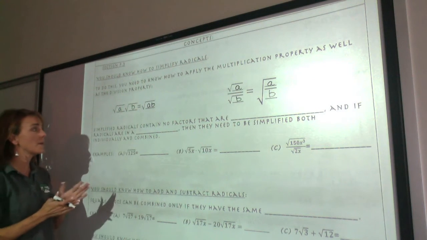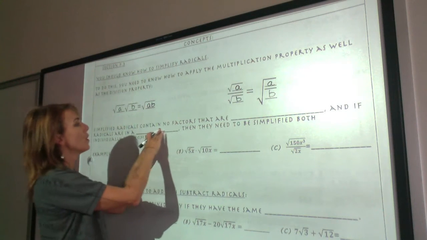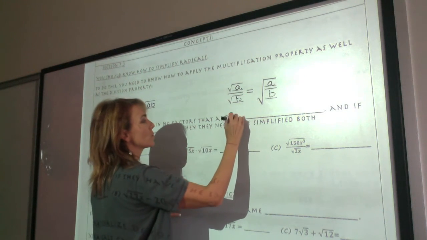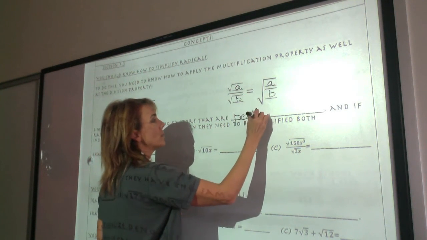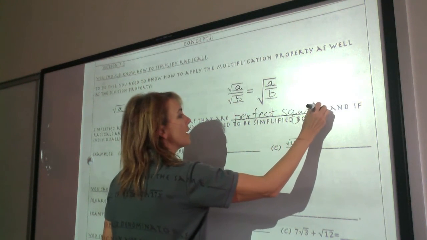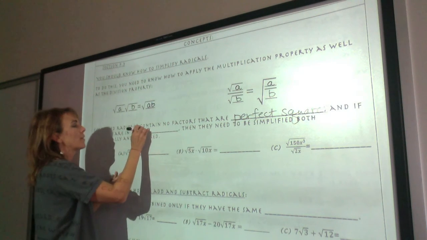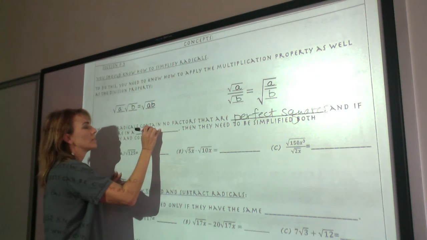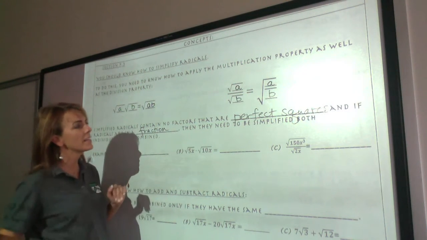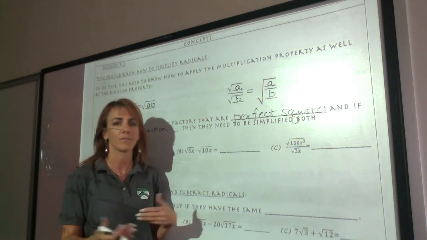So when we're talking about simplified radicals, a radical is simplified if it has no factors that are perfect squares. And if radicals are in a fraction, then they need to be simplified both individually and collectively as the fraction.